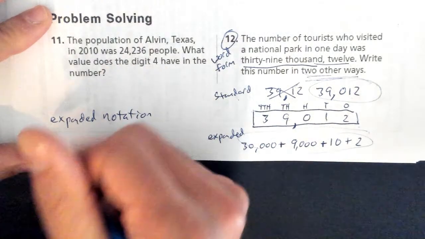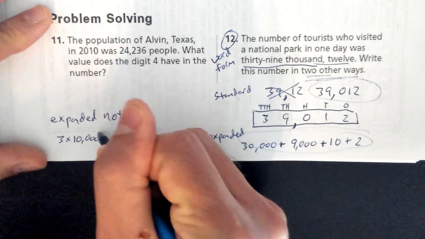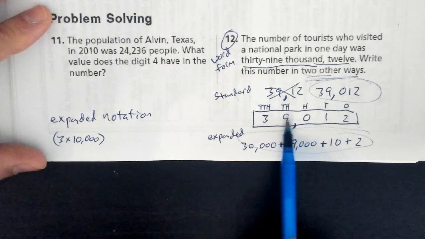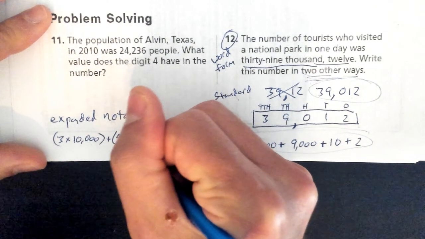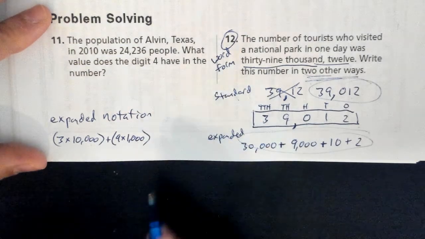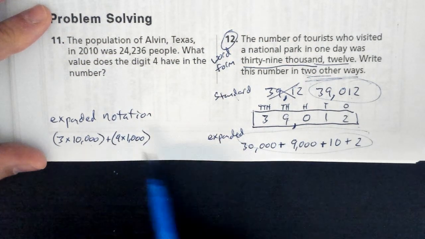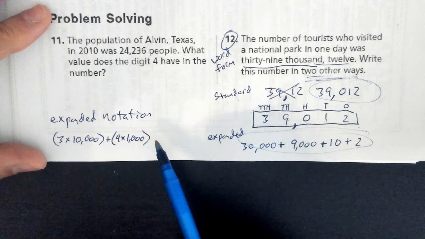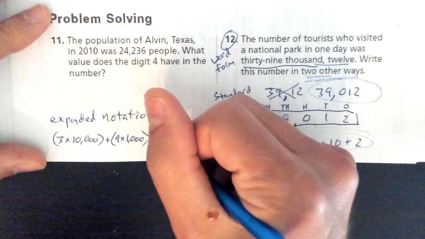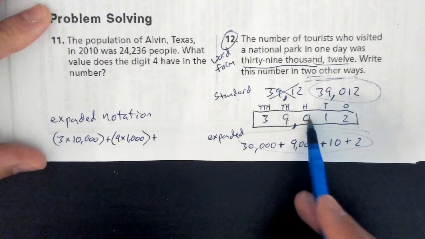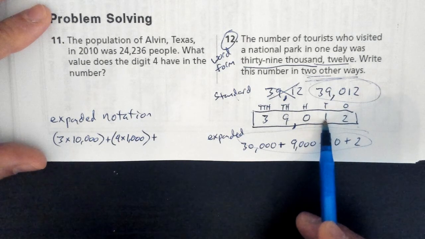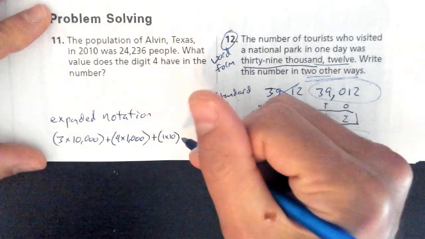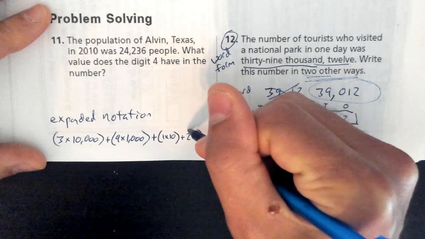Three 10,000s. So it's 3 times 10,000. Plus 9,000s. Well, it's 9 times 1,000. I got 3 10,000s, 9,000s. I don't have any hundreds. You could add 0 times 100. That's okay. And it might show you that sometimes. Or you could just skip it because you don't have any. And I have one 10. So it's 1 times 10. And then finally I have 2 ones, which is 2 times 1.